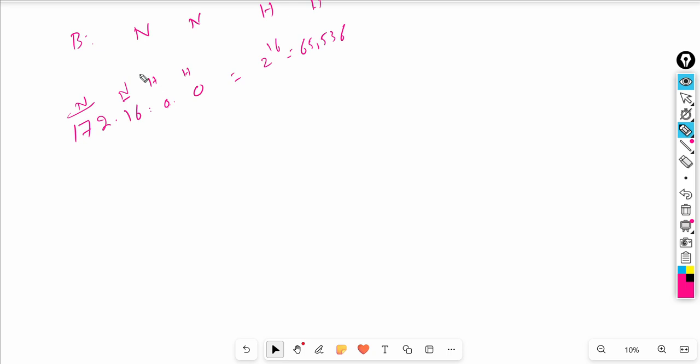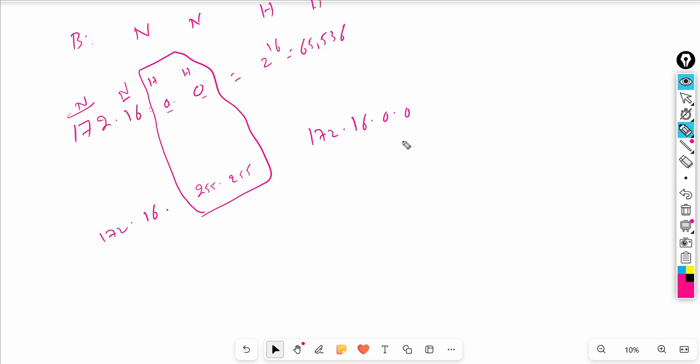So here, this is the one network in class B. This network starts with 172.16.0.0 and ends with 172.16.255.255. This is the last address. These are the host portions. So I will explain more clearly.